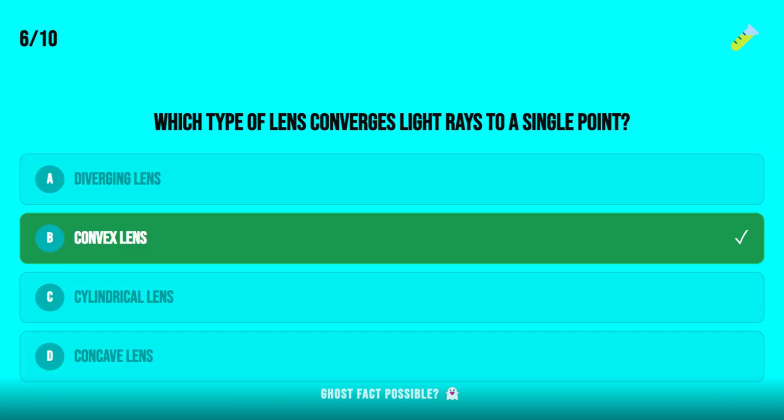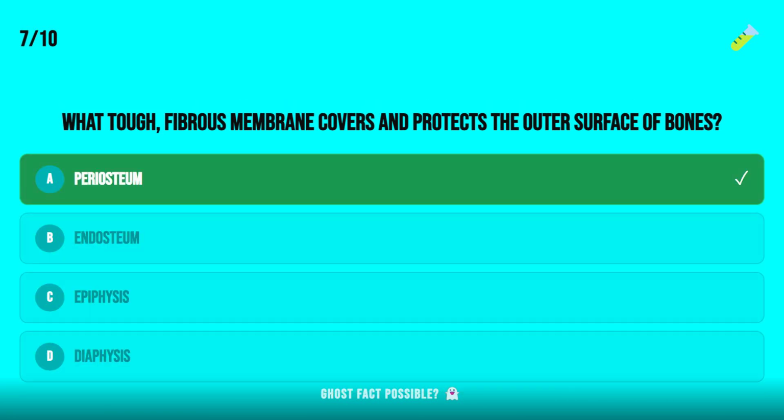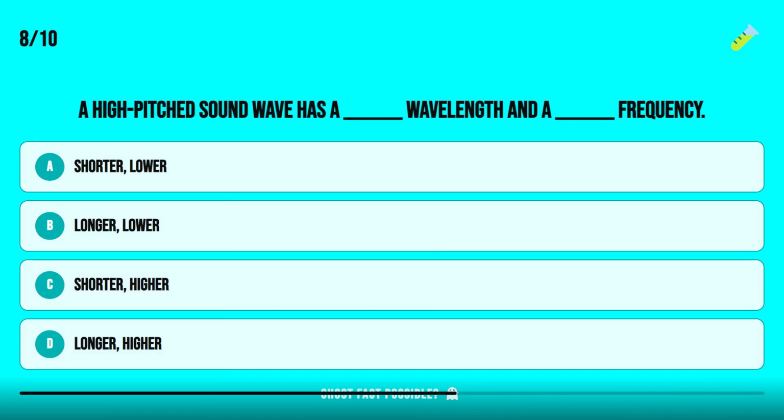Correct, convex lens. What tough, fibrous membrane covers and protects the outer surface of bones? You got it, periosteum. A high-pitched sound wave has a shorter wavelength and a higher frequency.